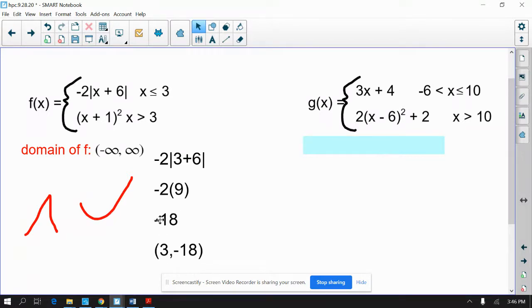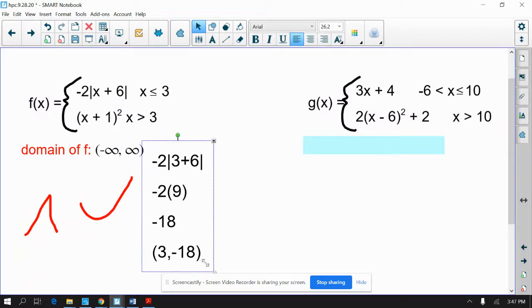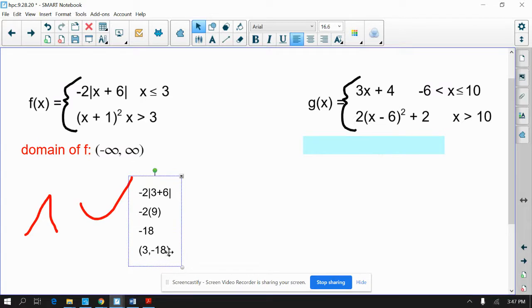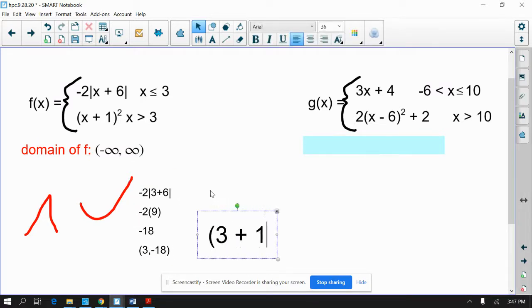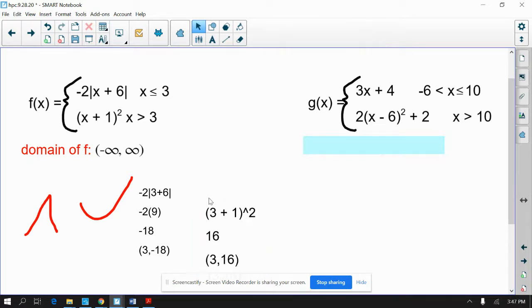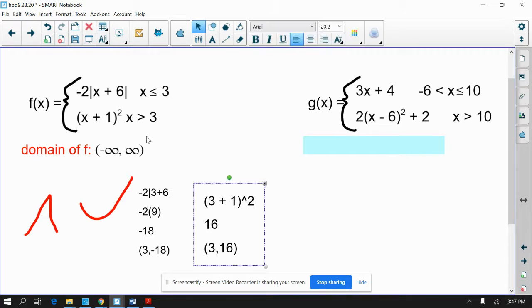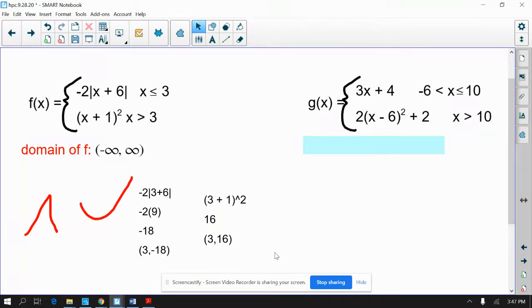Now, where does the parabola pick up? The parabola is 3 plus 1 squared. And that's 4 squared. And 4 squared is 16. So the 3, 16 isn't on this graph because x is greater than 3, but that's where the open circle would be.